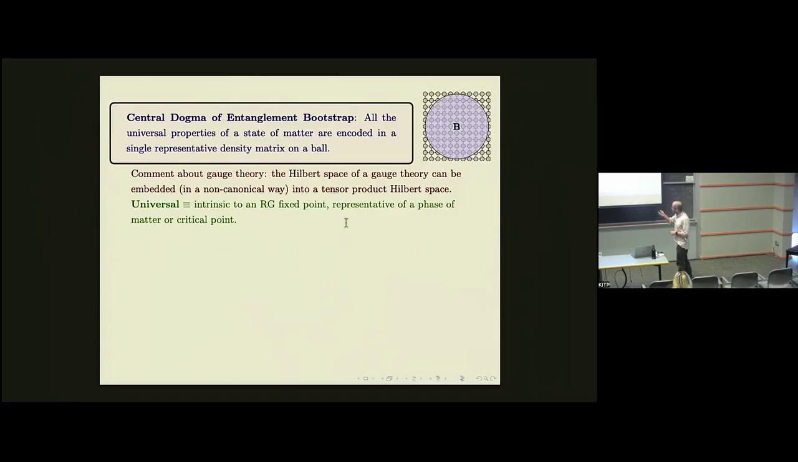So what I mean by the word universal here, this is an important word, is properties that are intrinsic to a fixed point of the renormalization group. So a given state that might be realized in this Hilbert space, I'd like to think of it as living in the basin of attraction of some fixed point. It may be a zero correlation length fixed point describing a gapped phase, or it may be an infinite correlation length fixed point describing a critical point. By universal, I mean properties of the fixed point representative. So this maybe isn't every question you might want to answer, but it's a certain set of well-defined questions.